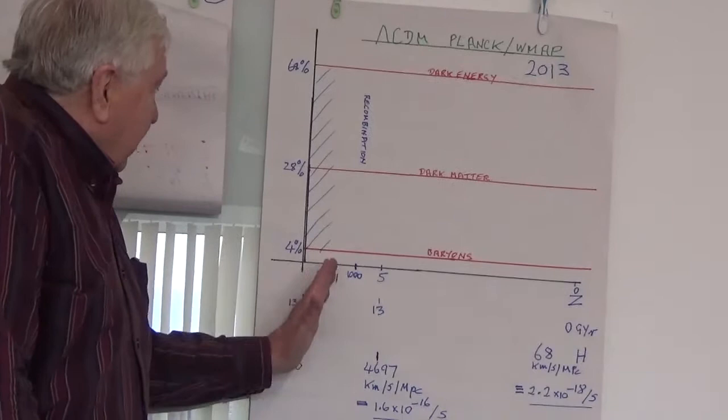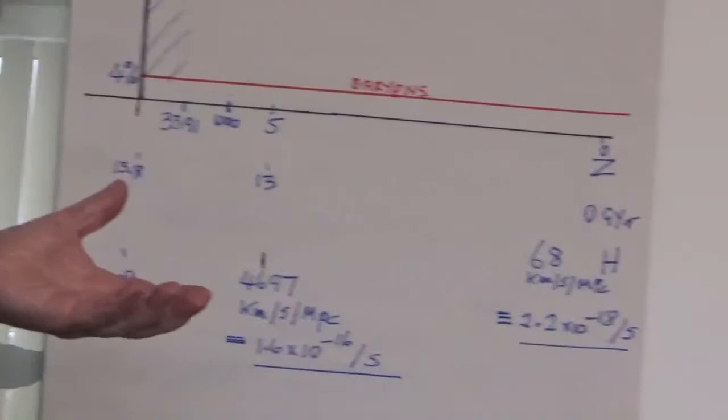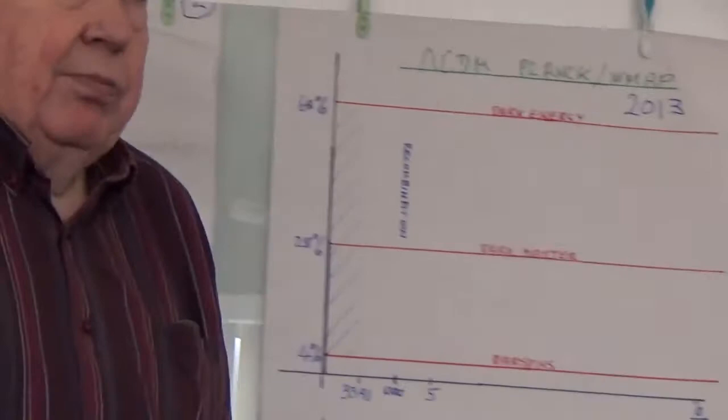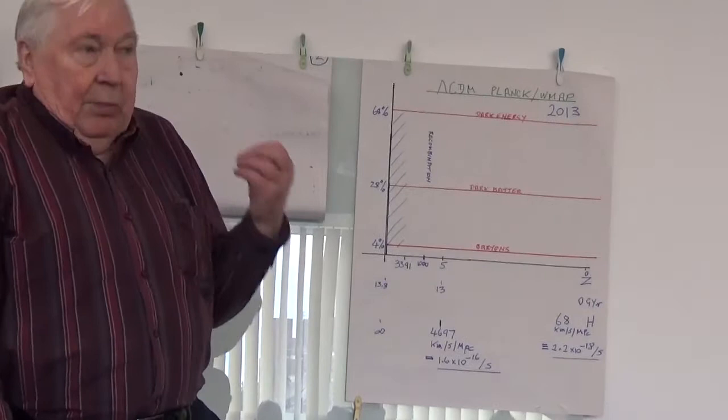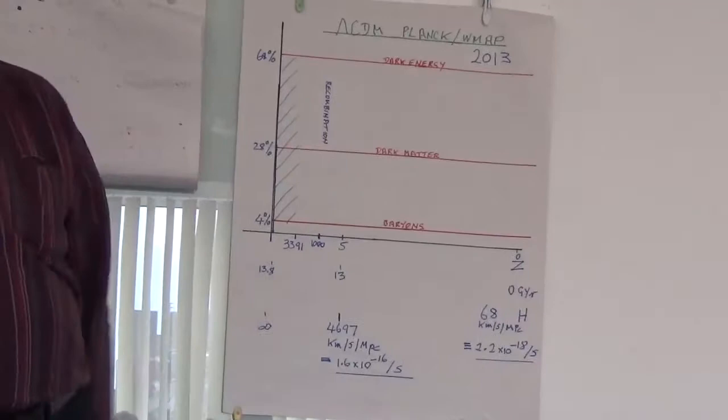The first region is round about Z of 1,000, which is the recombination era. This is when the universe suddenly became transparent, when all the electrons combined with the helium nuclei and the remaining protons to form a transparent gas, and suddenly all the light started propagating across the universe. We see that now as the cosmic microwave background. So the temperature fluctuations are essentially imprinted on this surface at the recombination era.